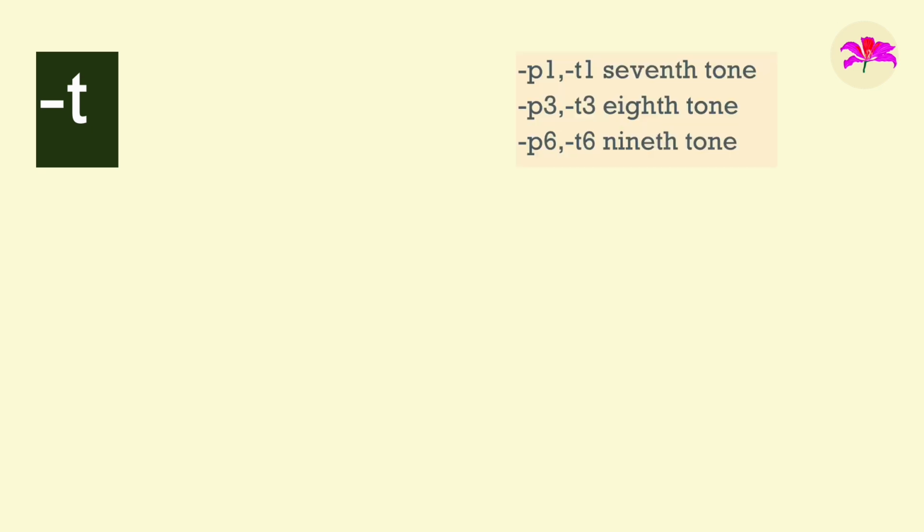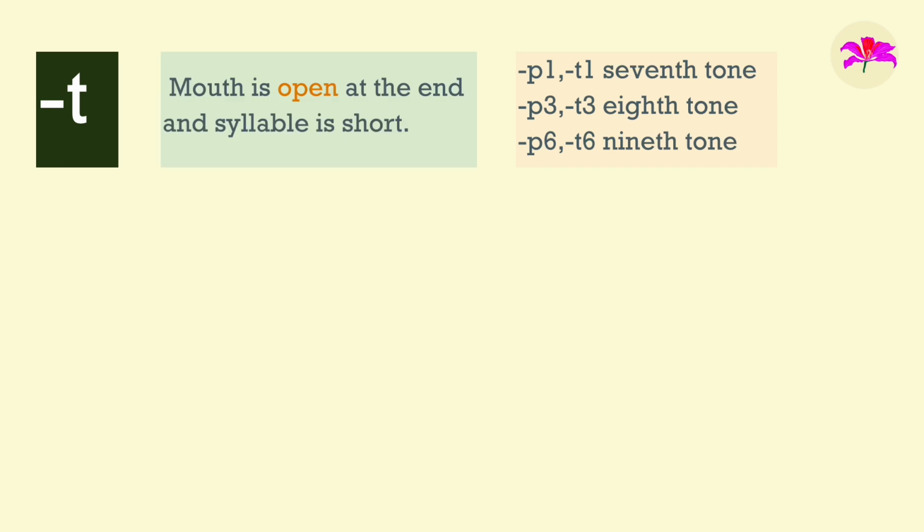Now here is the last ending, the ending T. Again, with this ending, it indicates that the word is either in the 7th, 8th, or the 9th tone. The mouth is open at the end and the syllable is short. Again, for English speakers, you do not need to pronounce the ending T. Please keep it silent at the end. So now let's look at the examples and read with me.